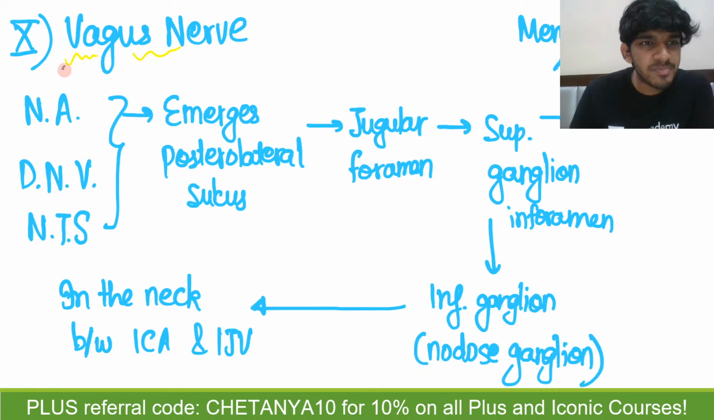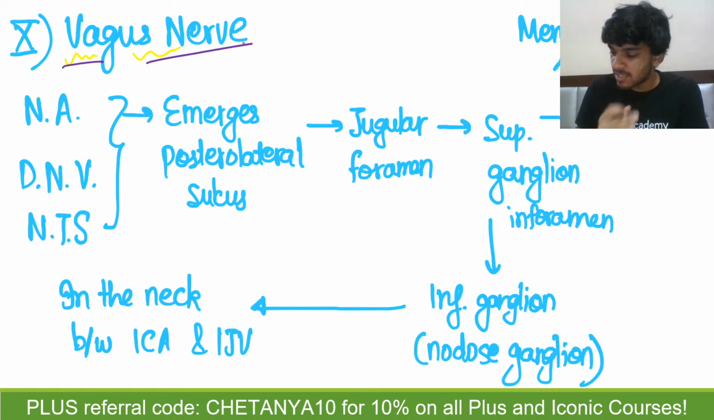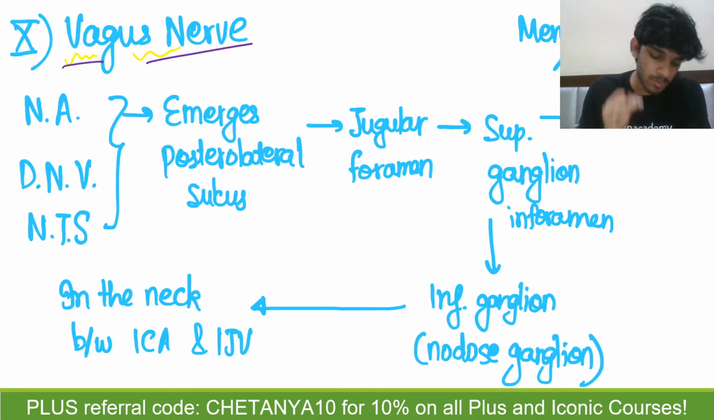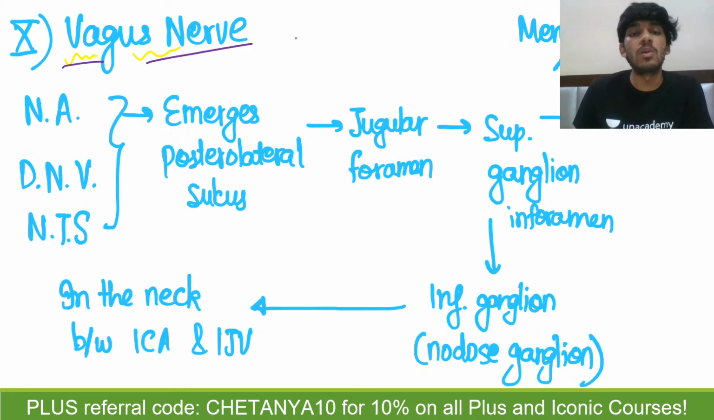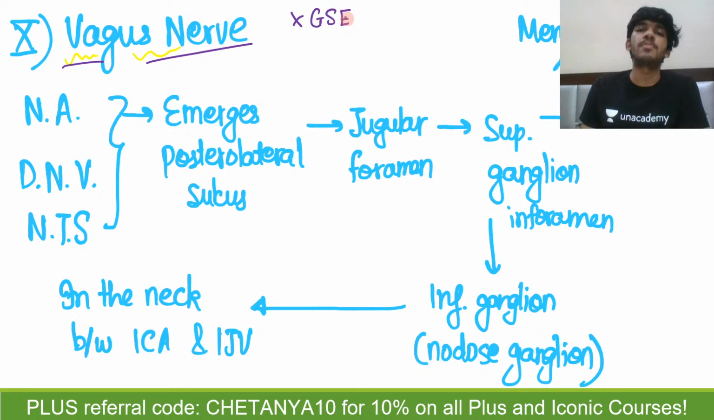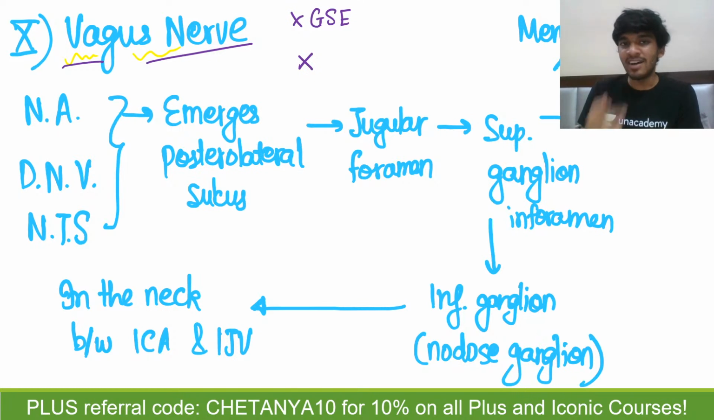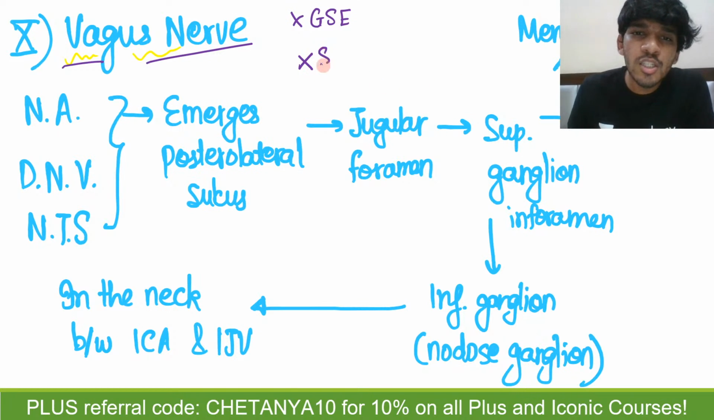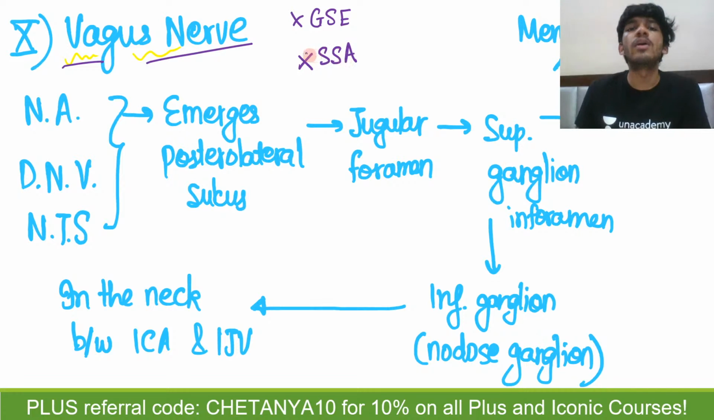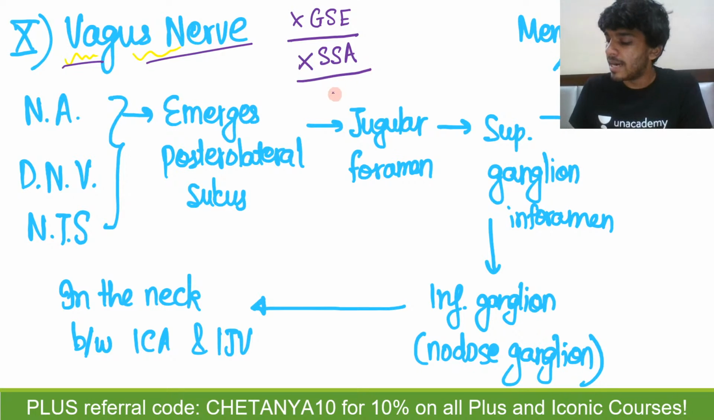So the vagus nerve, I told you, has the same columns as the glossopharyngeal nerve. So what all will it not have? It will not have the general somatic efferent because it does not supply the extraocular muscles or the tongue. So it will first of all not have the general somatic efferent. Second, it will not have the special somatic efferent.